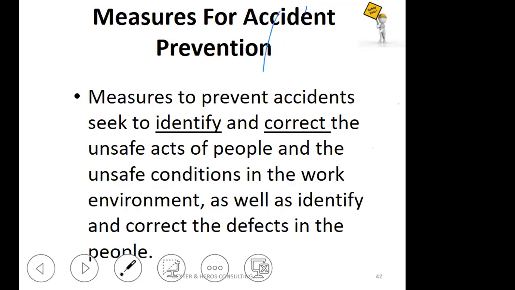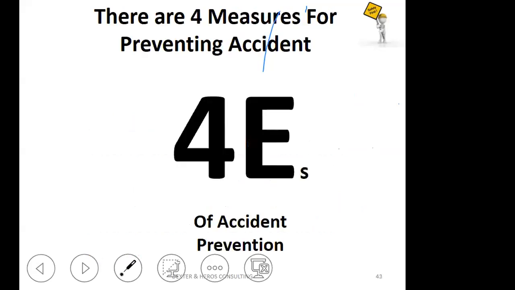If we are going to prevent accidents, we must take away these deficiencies in people: ignorance, physical or mental inability, and wrong attitude. We must identify them and deal with them. How do we deal with them, as I round up for today? Dealing with them is equivalent to measures for preventing accidents. And there are four E's to remember. When you talk about preventing accidents, think about the four E's.